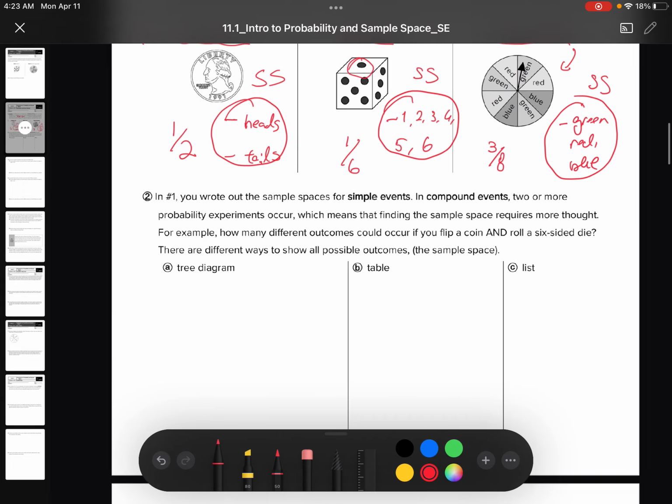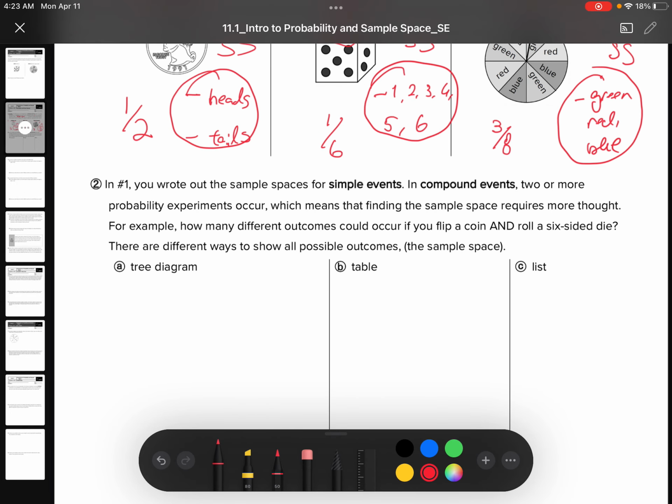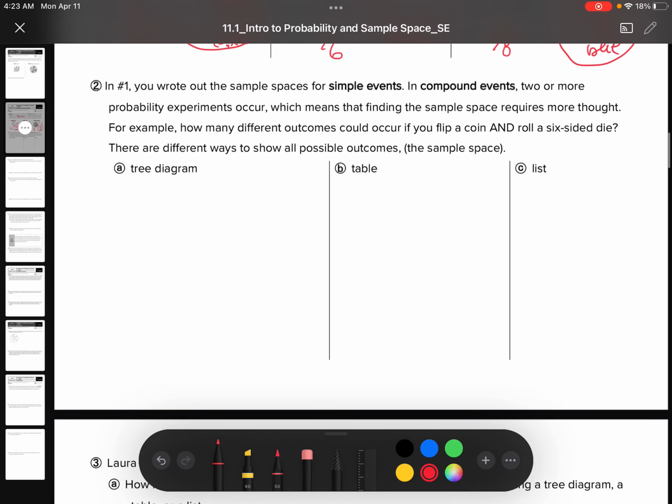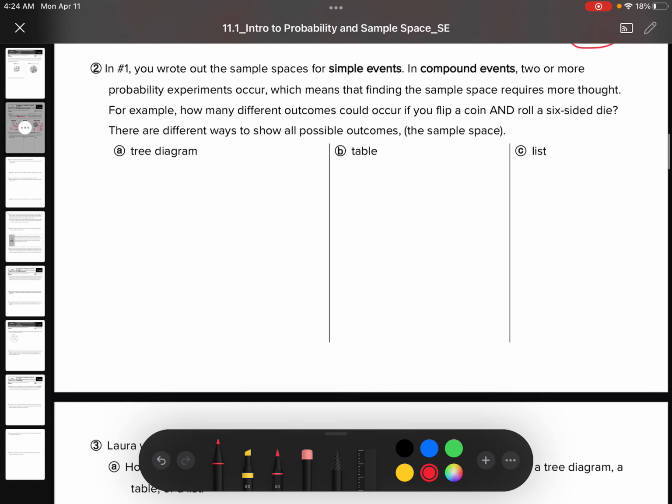Now in number 1, you wrote out the sample spaces for simple events. In compound events, 2 or more probability experiments occur, which means that finding the sample space requires more thought. For example, how many different outcomes could occur if you flip a coin and roll a 6-sided die? There are different ways to show all the possible outcomes, or the sample space. Here's a tree diagram to show you how to get the sample space of a coin and a 6-sided die.